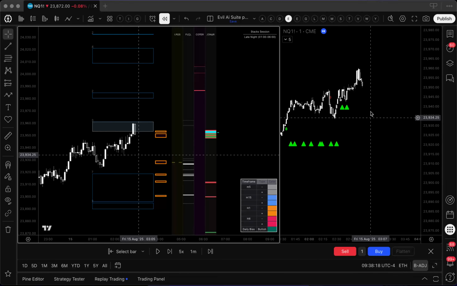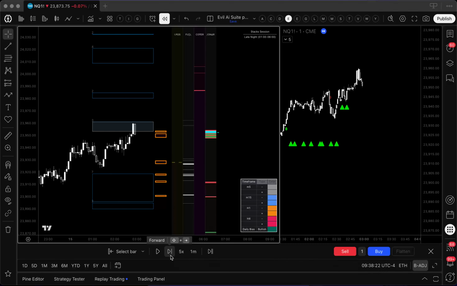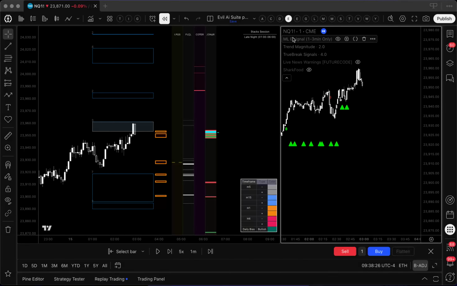So all we need now is a short signal on the 1 minute here on the right hand side. So that can come in the form of either an MLE signal, trend mag, true break.